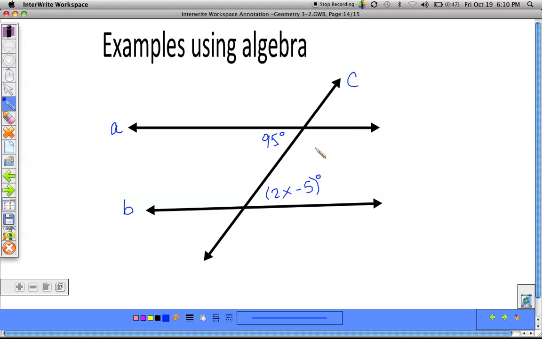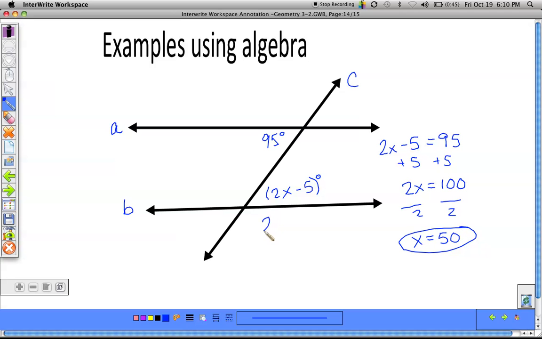So because they're alternate interior angles, they need to be congruent. So we would set them equal to each other. 2x minus 5 equals 95. We would add 5 to each side to get 2x equals 100. Divide by 2, and x is equal to 50. And if you want to check, you go back over here. 2 times 50 minus 5, that's 100 minus 5, which is 95. So that angle and that angle are congruent.